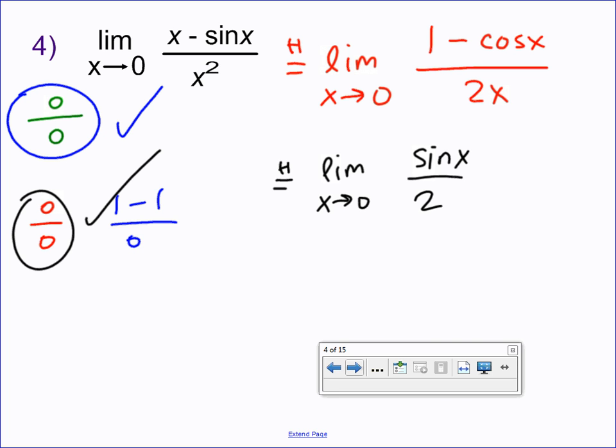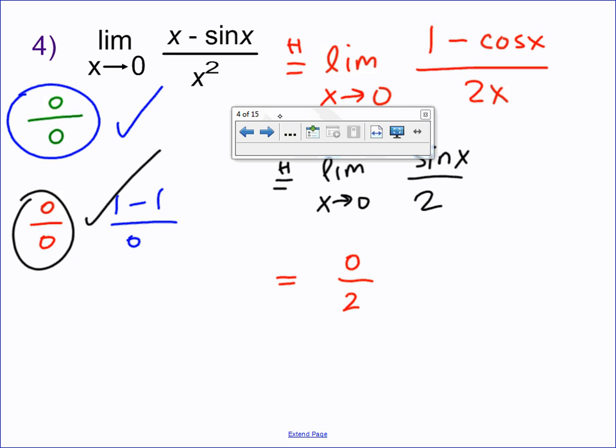As x goes to 0, sine of x goes to 0 over a constant 2, which is overall 0. And so we finally made it to the end of the road. We don't have to write our limit expression anymore.